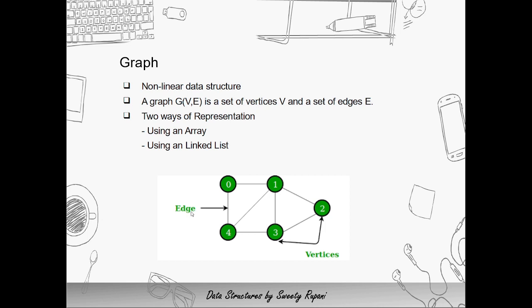Let us have a look at one more nonlinear data structure, which is graph. So a graph has a set of vertices, as you can see over here, and a set of edges which are connected in some random manner. There are two ways in which you can represent this graph: by making use of an array and by making use of a linked list. Depending upon how big your graph is, how much data it has, you can decide which implementation you would go for.